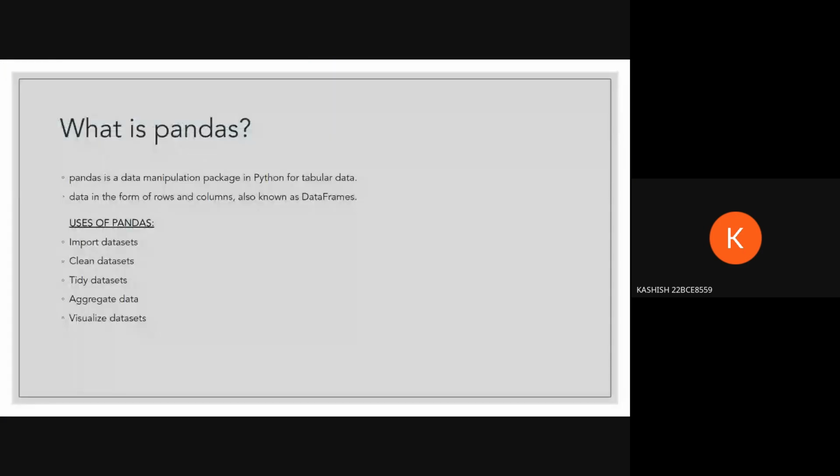So actually, what is pandas? Pandas is a data manipulation package in Python for tabular data. That is data in the form of rows and columns, also known as data frames. Intuitively, you can think of a data frame as an Excel sheet, like the Excel sheet I shared with you. Pandas functionality includes data transformations like splitting rows and selecting subsets, calculating summary statistics such as the mean, reshaping data frames, and joining data frames together.